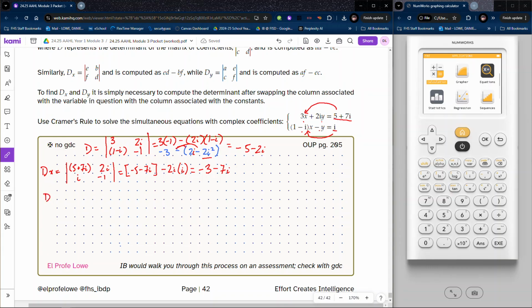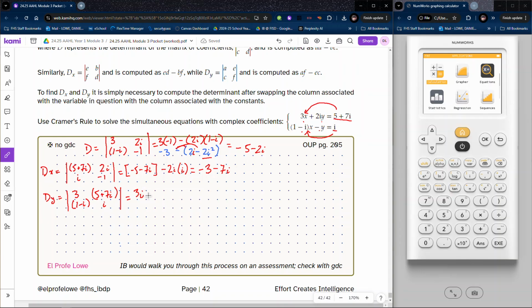Then my determinant after swapping my y column: my x column is going to stay as 3 and 1 minus i, and my y column now is going to become 5 plus 7i and i. And if I compute that determinant, I have 3 times i, which is going to be 3i. Let's make this i a little bit neater.